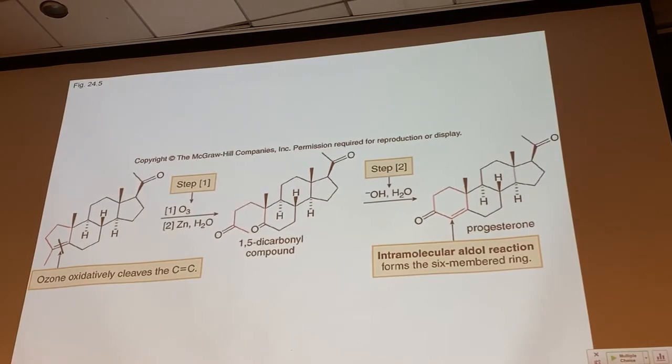This is a 5-membered ring. When we perform our intramolecular aldol, this methyl group now becomes part of the new ring. So we've actually expanded the ring by doing this ozonolysis ring opening, followed by an intramolecular aldol ring closing.